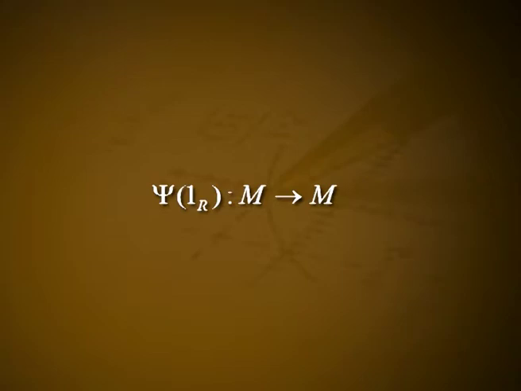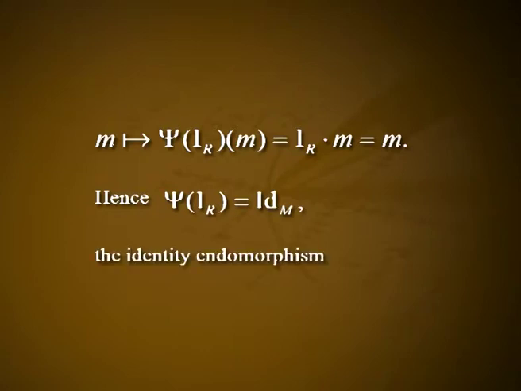Suppose M is a unitary left R module and psi from R to End M is the corresponding ring homomorphism. We have psi of 1_R from M to M given by m to psi of 1_R of m, which is equal to 1_R times m, which is equal to m. Hence, psi of 1_R is equal to ID_M, the identity endomorphism.